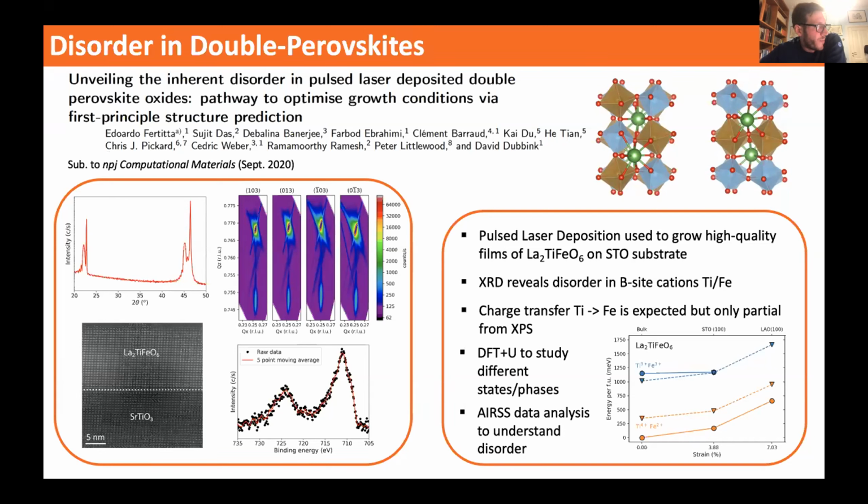So by applying an ab initio method, by applying DFT plus U and the use of the AIRSS approach, we tried to understand why this was happening and if we could do anything in the future to change experimental conditions to actually tailor our growth through PLD in order to get a more ordered structure with a proper oxidation state.